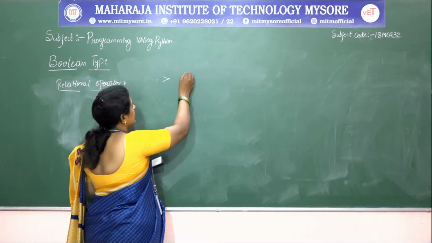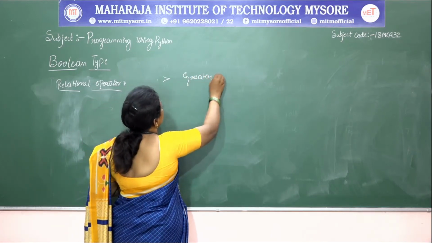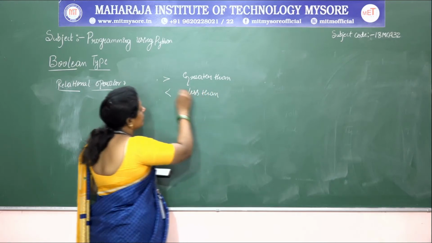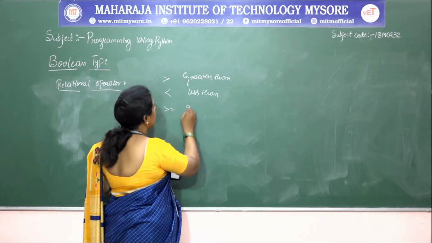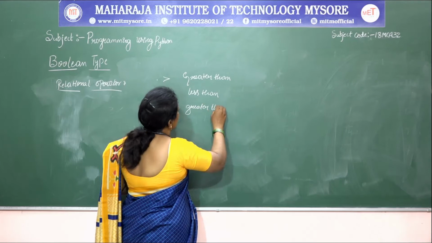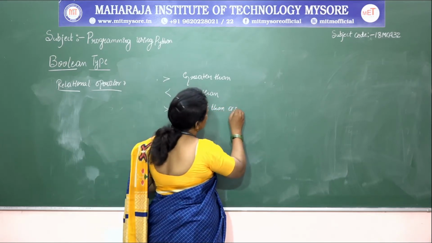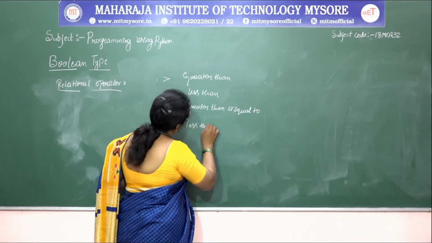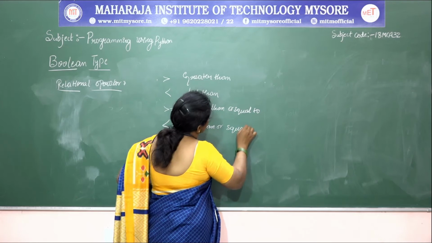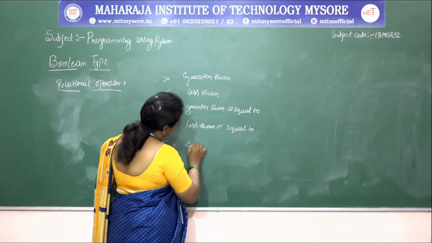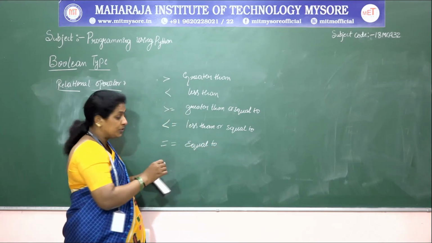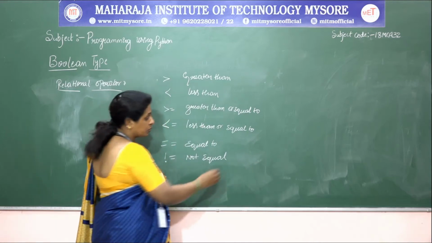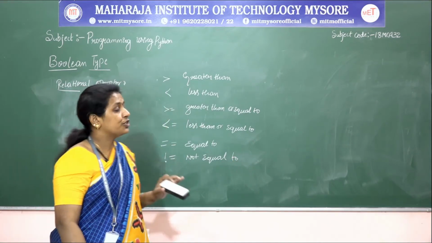This symbol represents greater than, this is less than, greater than or equal to, less than or equal to, equal to, and not equal to. So these are the relational operators which will be used in Python.